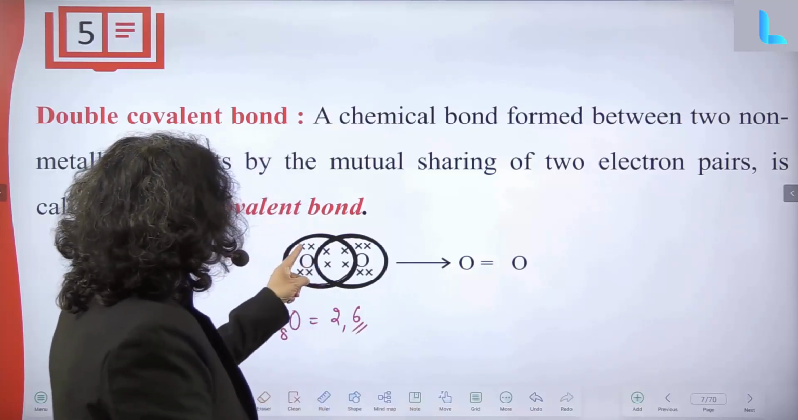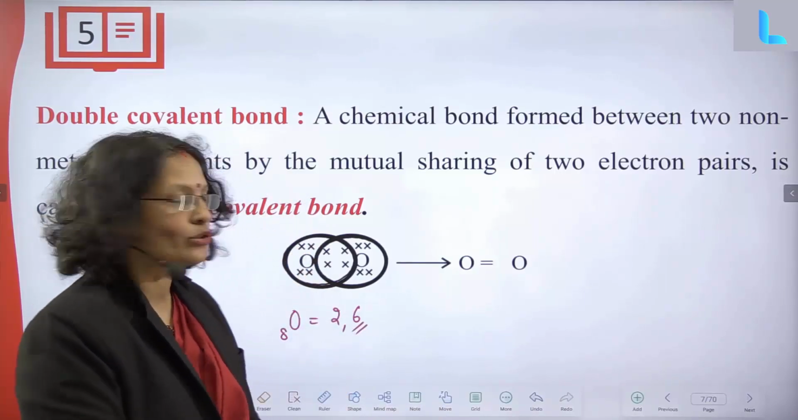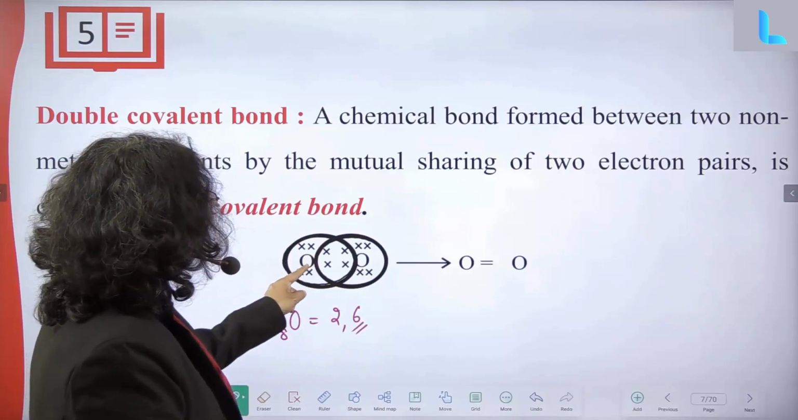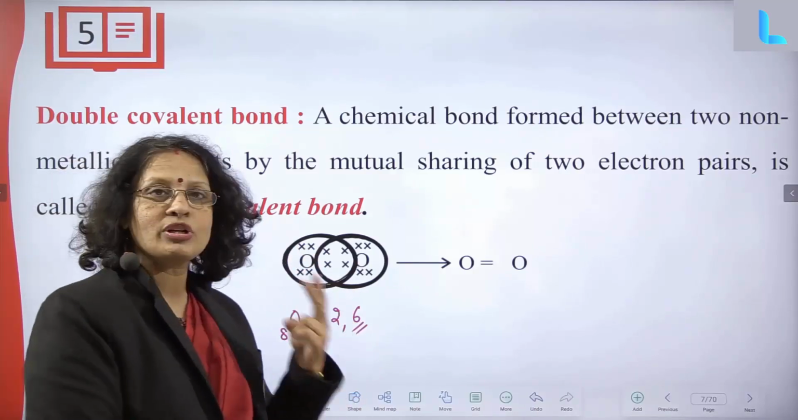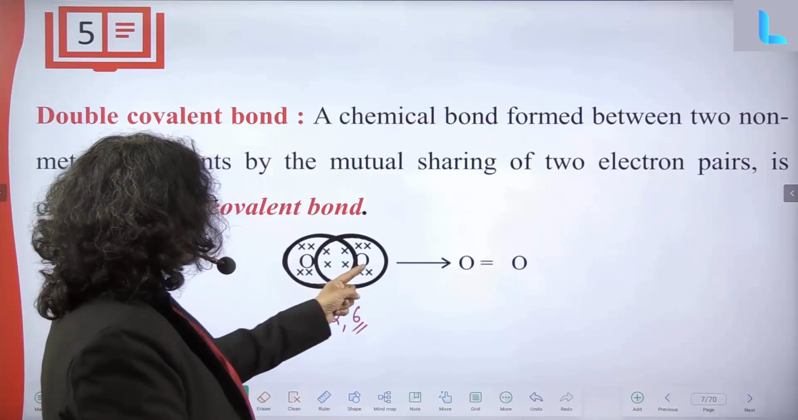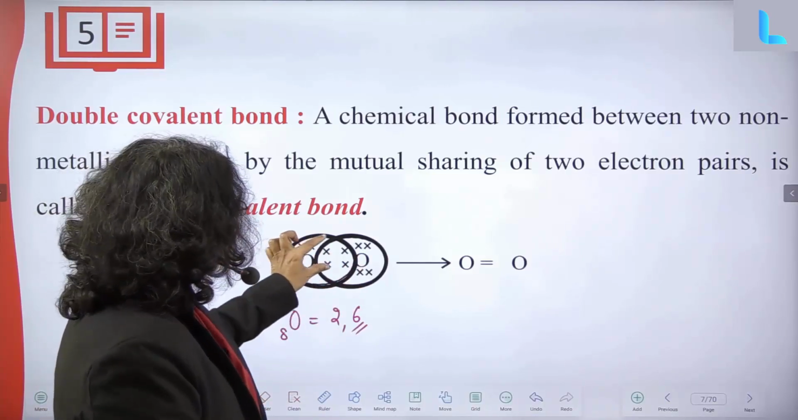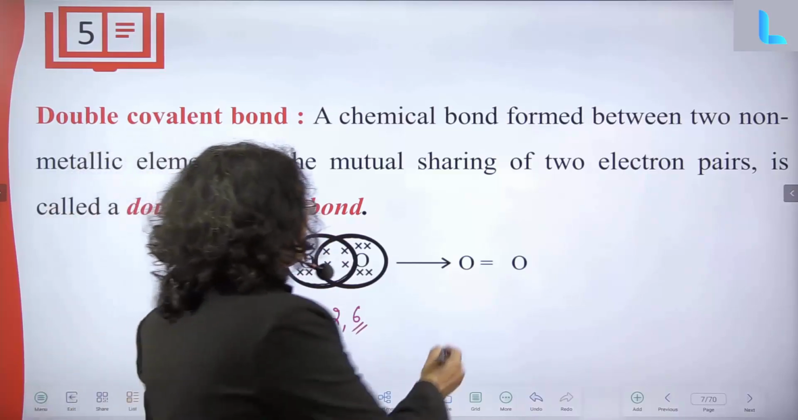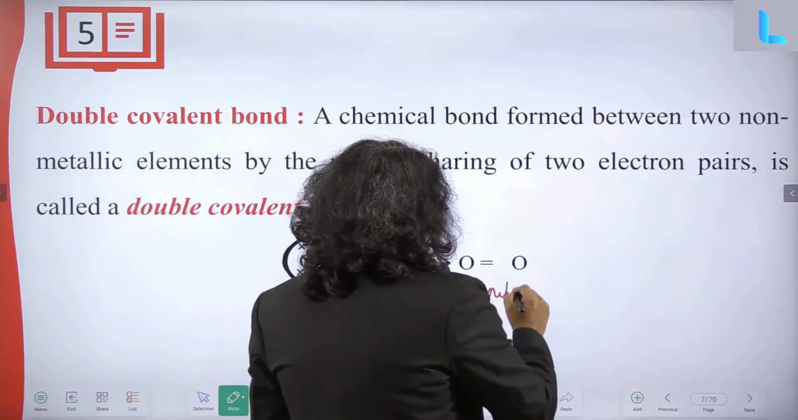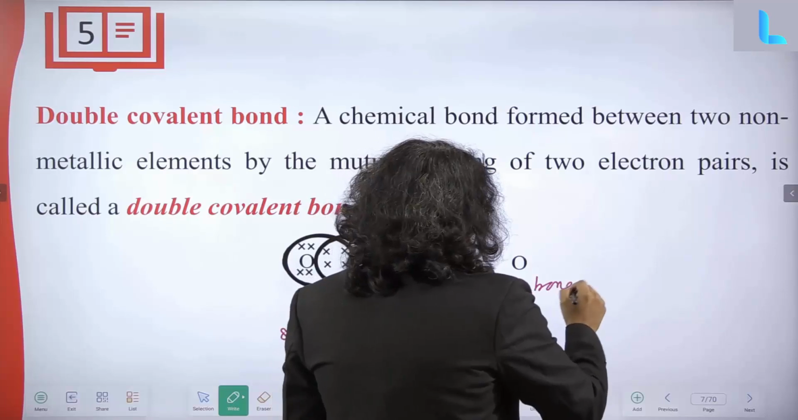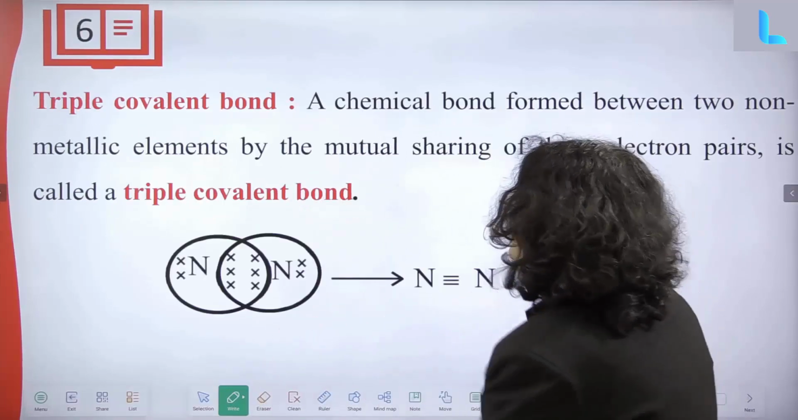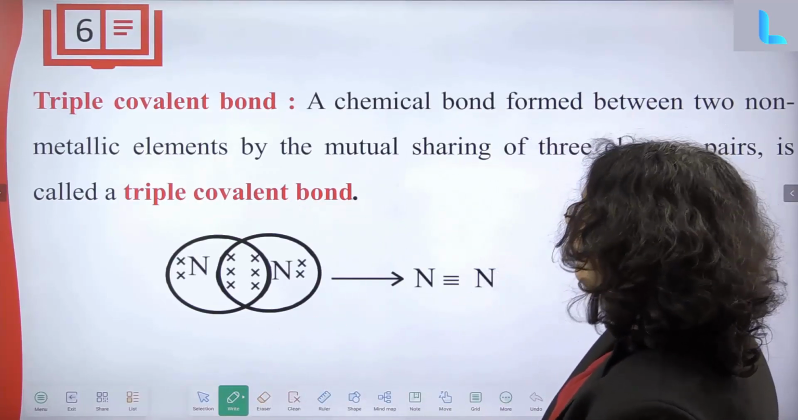You can see the crosses here. Crosses indicate electrons. Around each oxygen there are 6 crosses, which means each oxygen requires 2 electrons. So this oxygen shares 2 electrons, and that oxygen shares 2 electrons. Like that, 2 pairs of electrons have been shared, which is why a double bond forms here. However many pairs of electrons are shared in covalent bonding, that many bonds will form.